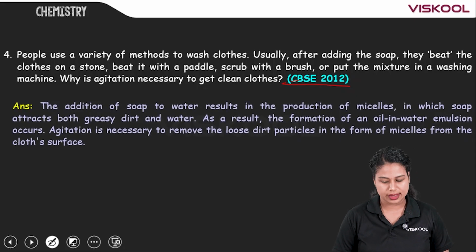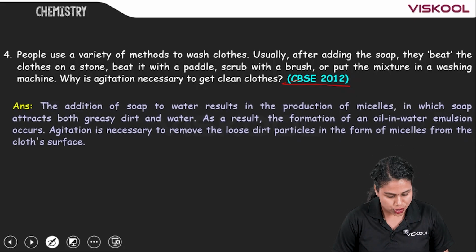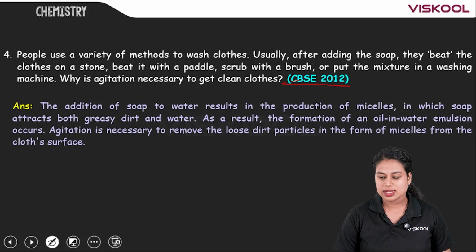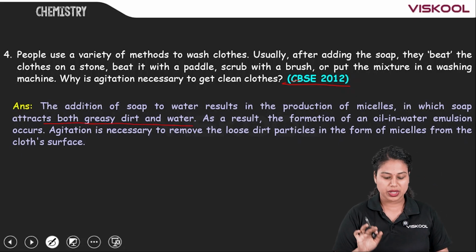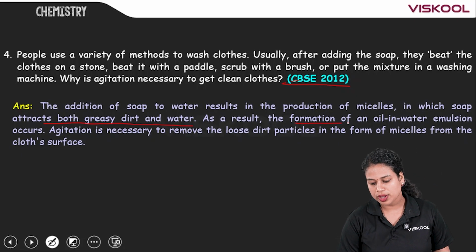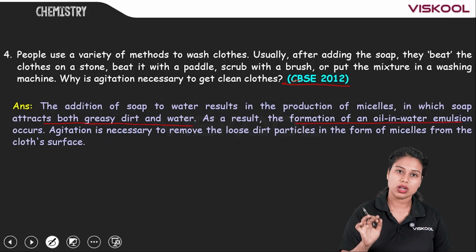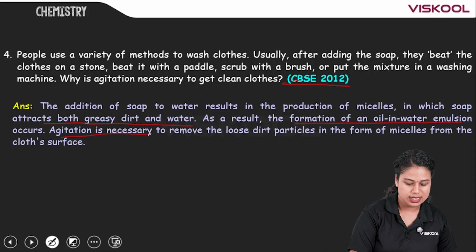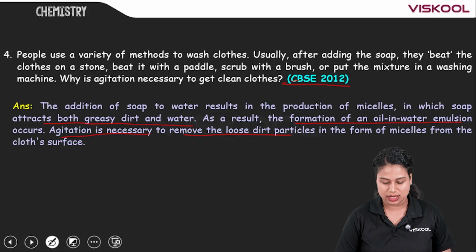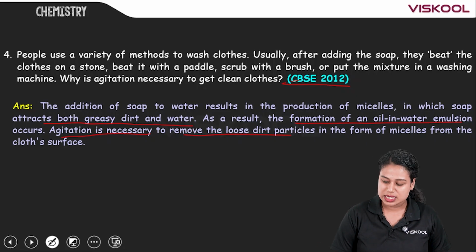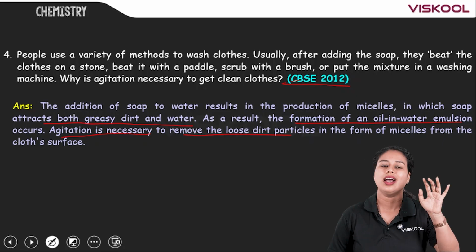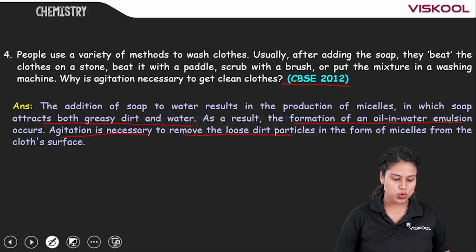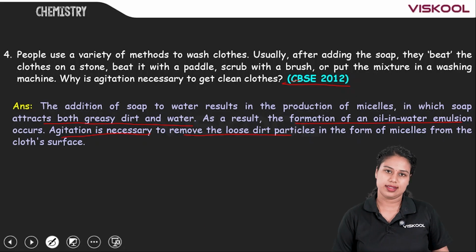So how can we write the answer? Note down. The addition of soap to water results in the production of micelles, in which soap attracts both greasy dirt and water. As a result, an oil in water emulsion is formed. Agitation is necessary to remove the loose dirt particles in the form of micelles from the cloth surface. In order to remove those clusters, agitation is necessary. So this is how you need to answer the question.